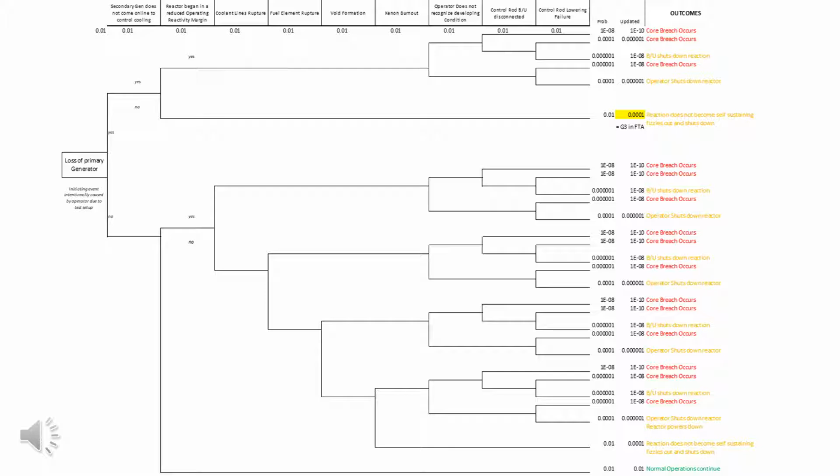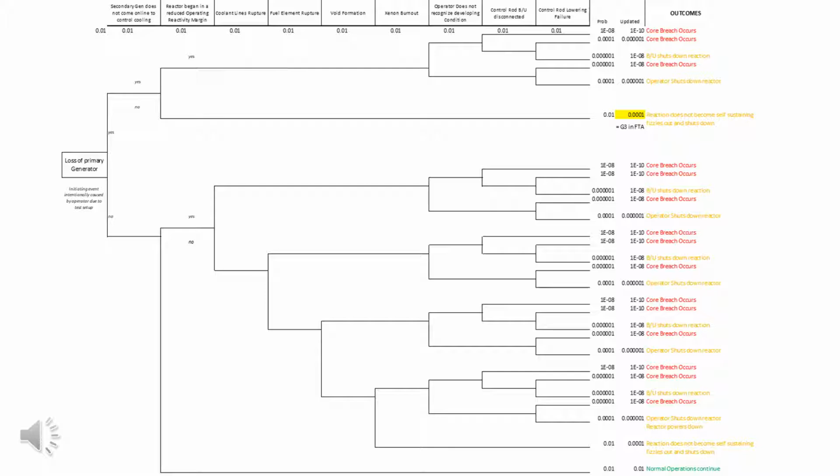The core breach event tree analysis was created utilizing the probabilities determined from the fault tree analysis on the previous two slides. The initiating event was the loss of the primary generator, which in the case of Chernobyl in 1986 was actually created by the operators to test the system. The following events that would occur would lead to outcomes that are depicted on the right-hand side of the screen.